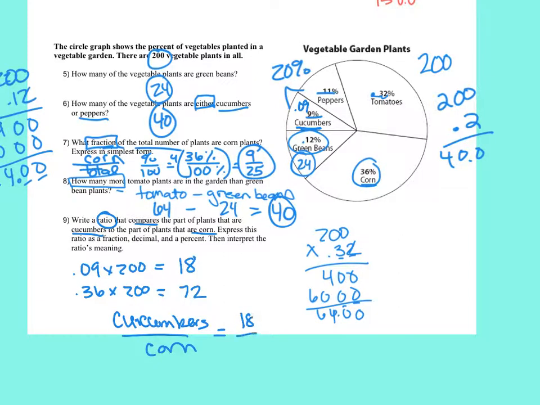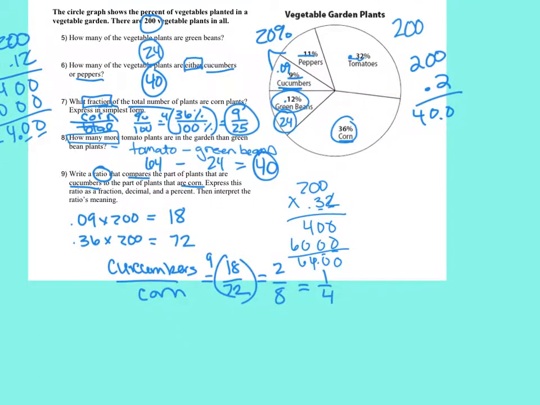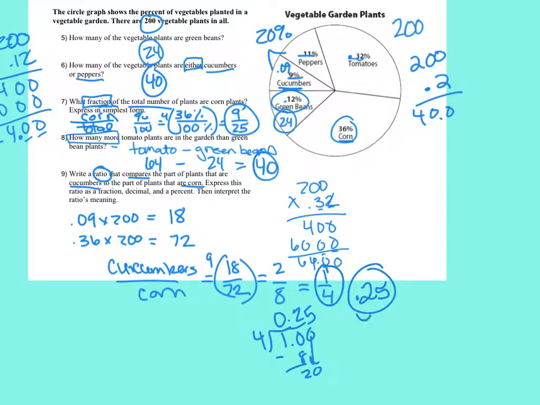Okay, so I'm going to put 18 over 72, and that can reduce down to 2/8, which can reduce down to 1/4, and so that's our answer as a fraction. As a decimal, if we divided that, 1 divided by 4, we would get 0.25, and then 0.25, move that decimal over, 25%.